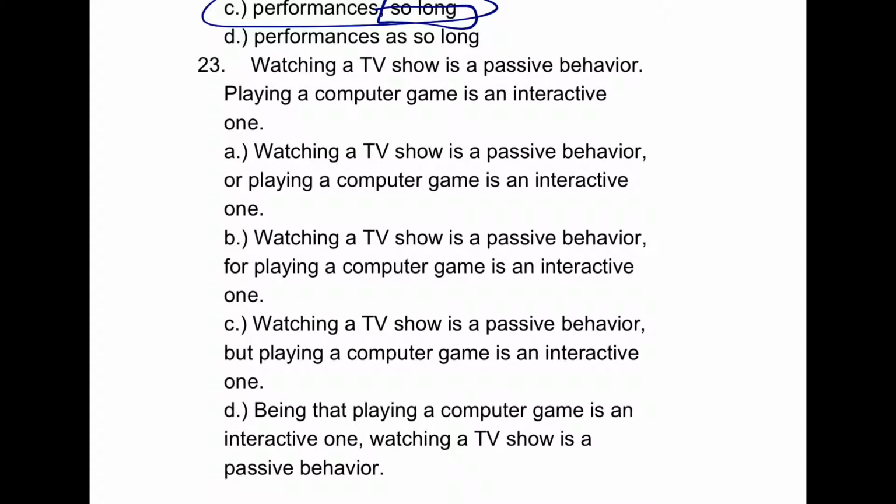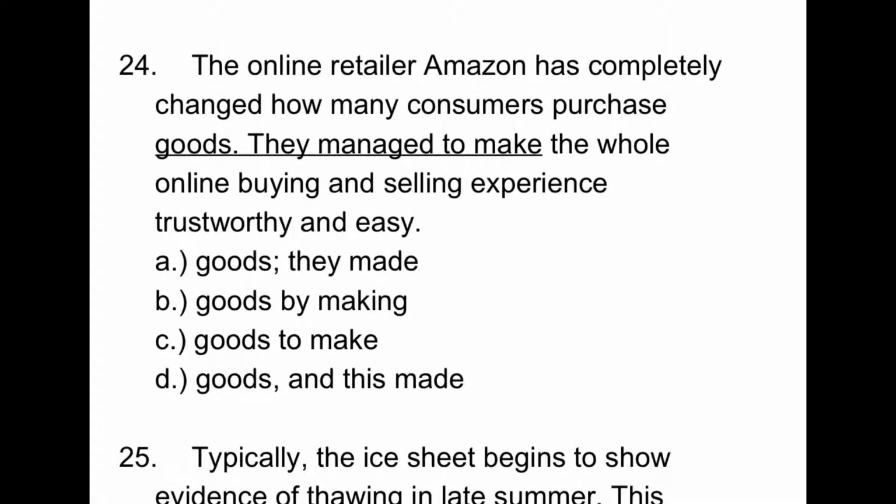23, watching a TV show is a passive behavior, comma, but, showing the contrast, it was C. 24, the online retailer Amazon has completely changed how many consumers purchase goods. By making the whole online buying and selling experience trustworthy and easy. So we turn that into a prepositional phrase, by making, rather than starting fresh with the unnecessary pronoun.